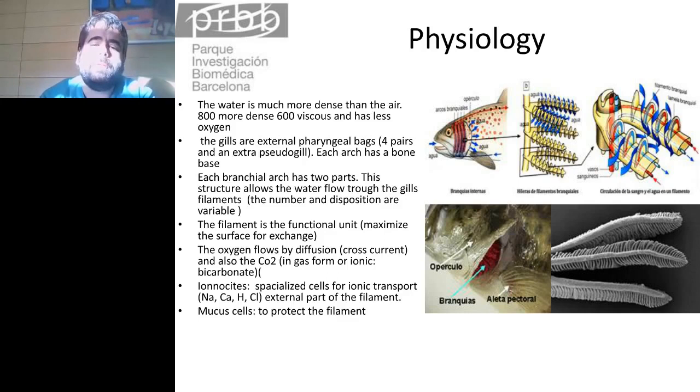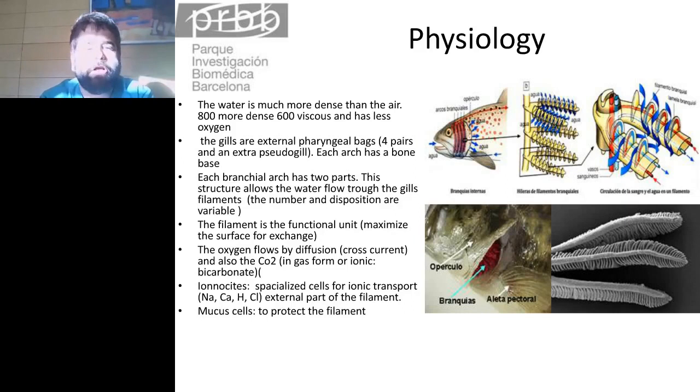These gills will have two hemigills, and these hemigills will have the filaments that are the functional part of the gill. So the filament will release the CO2 and will catch the oxygen from the water by diffusion. They are disposed in a cross-current way, so they will have more time to do this function.